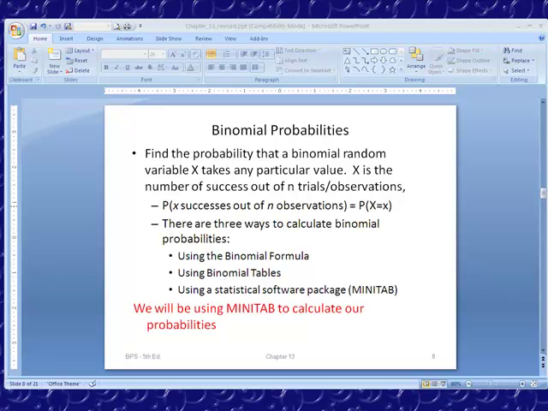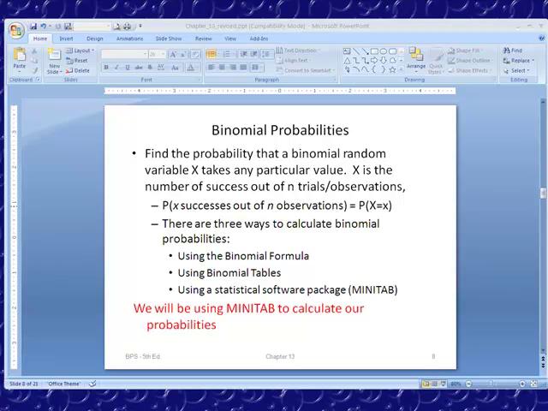Now, how do we calculate these? Well, you could use the binomial formula. It's a pretty hairy-looking formula, and there can be some rounding error with it, so you have to be really careful when you use the formula. There are binomial tables. That's another way to find these probabilities. Or we could use statistical software packages. And, of course, we use Minitab, and that's how we're going to be calculating probabilities for the binomial.